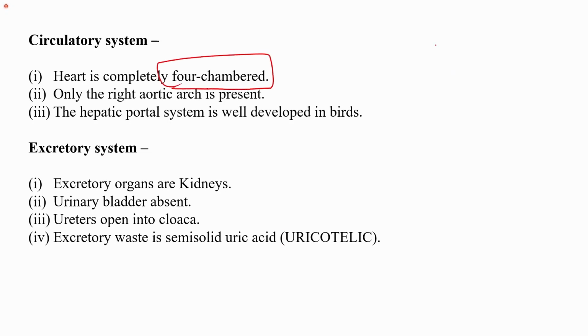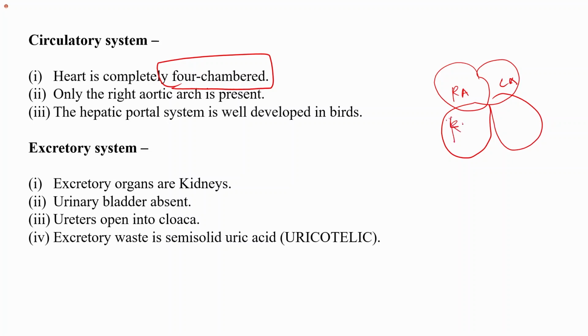Now, circulatory system, as I have already shown, it is a four-chambered circulatory system. So the heart is four-chambered. It has right atrium, right ventricle, left ventricle. Then this is connected to the lungs.